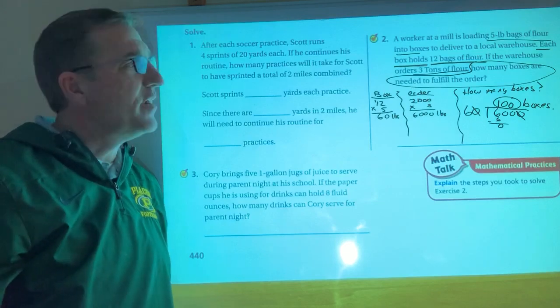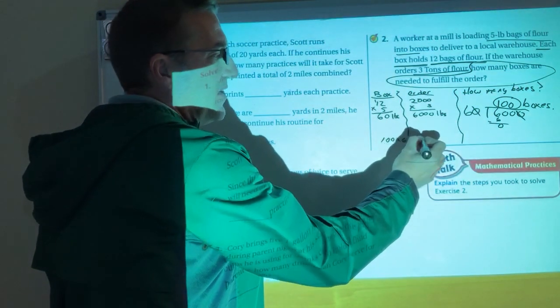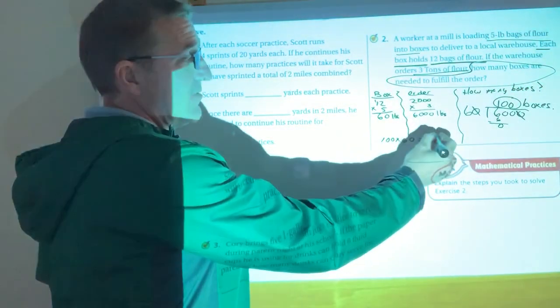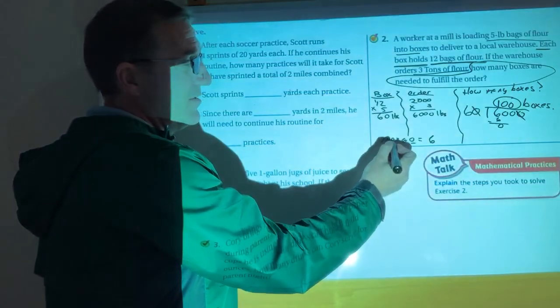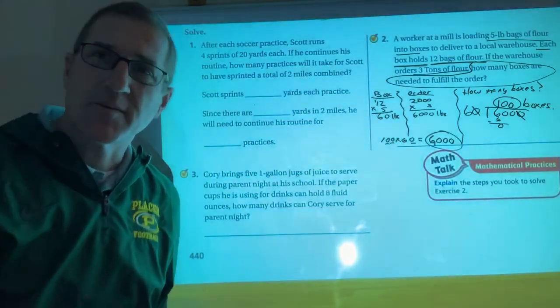Easy, right? 100. And to check my answer, if I did 100 times 60, well, what's 1 times 6? 1 times 6 is 6, right? And then how many zeros? 1, 2, 3. I just tag those on. I get 6,000. So that's how I check my answer.